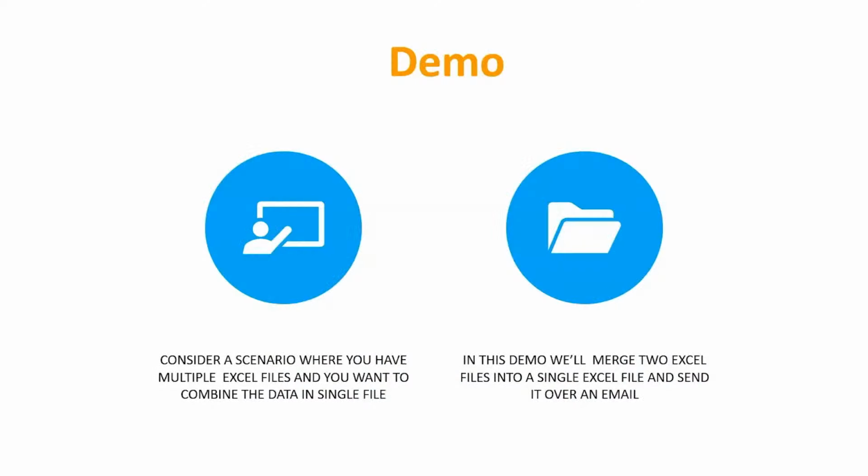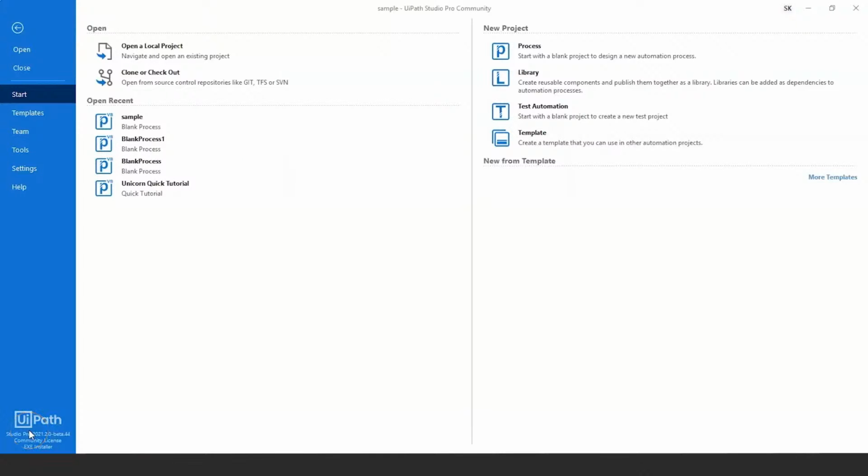Let's look at a demo. Consider a scenario where you have multiple Excel files and you want to combine the data in a single file. In this demo, we will merge two Excel files into a single Excel file and send it over an email. Let's create automation to merge two Excel files using UiPath.